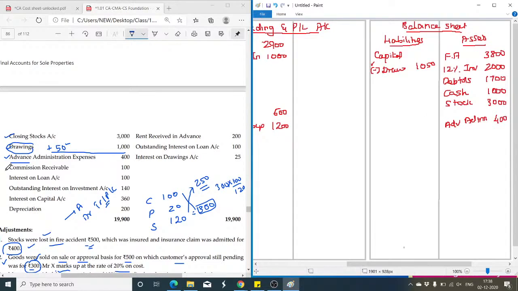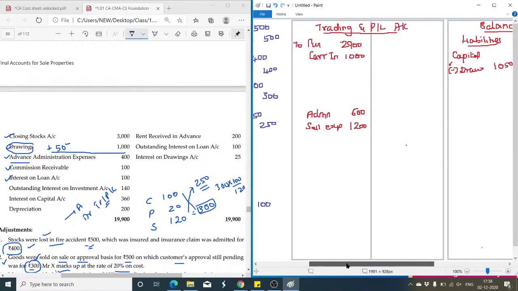And then commission receivable, income receivable, asset. Debit side will only come in the asset side. So commission receivable, the value being 100. And then interest on loan. Interest on loan is an expense, so it should be debited in the P&L account. I'll just post that in the P&L account.